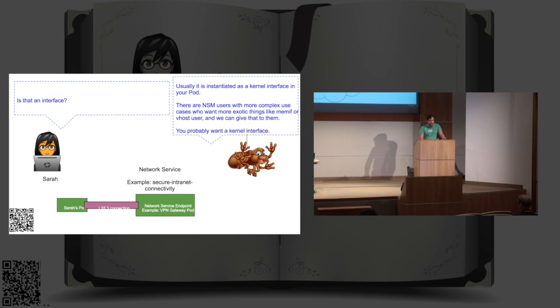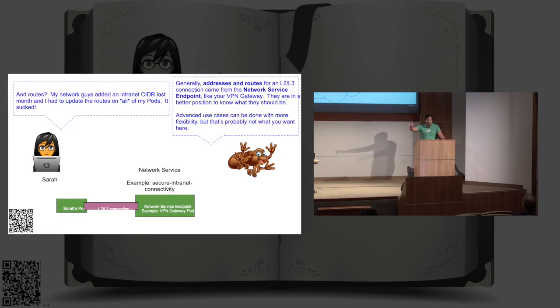So in terms of subnets, with all connections, there is no subnet that's listed here. All connections within network service mesh are point to point. If you want a subnet, that is a network service. If you want a bridge domain, that's a network service. So that's another key difference.